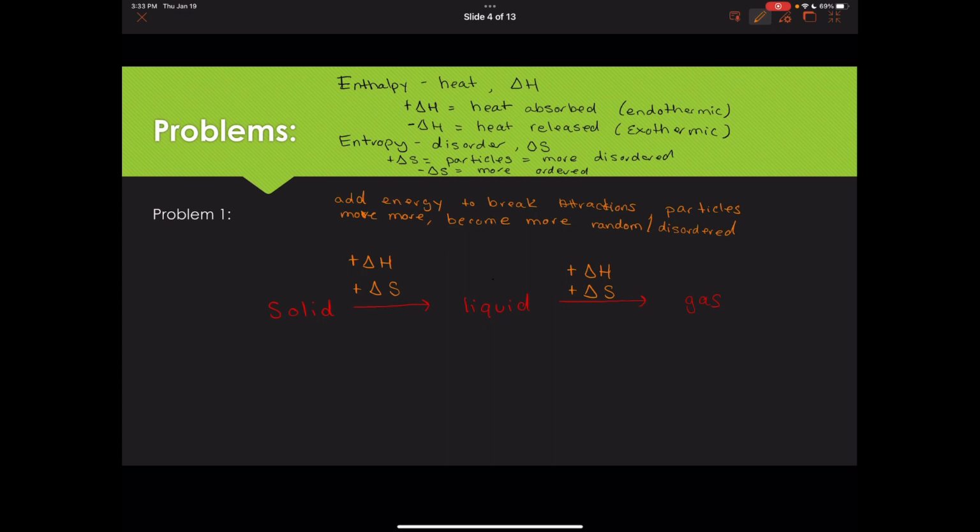Now, the signs of delta H and delta S determine if a process is spontaneous. So you may recall something called Gibbs free energy, delta G. That's your overall energy change. For a process to be spontaneous, we have to have an overall delta G that's negative. And we can get that a couple of ways. Something is going to be 100% spontaneous.